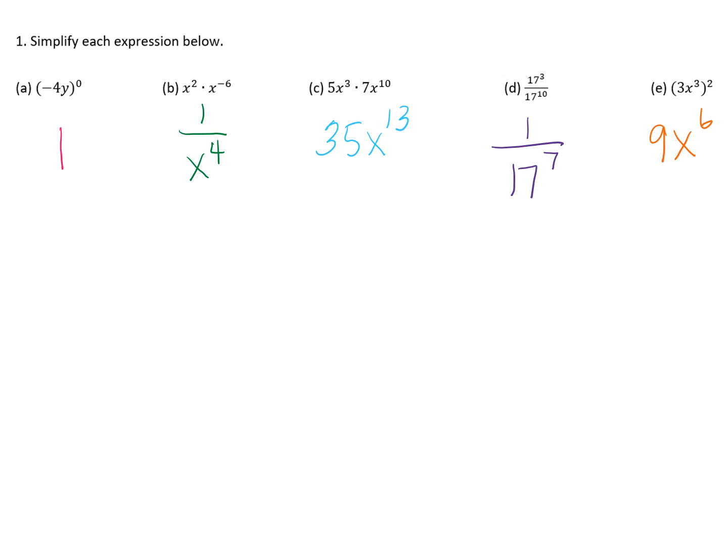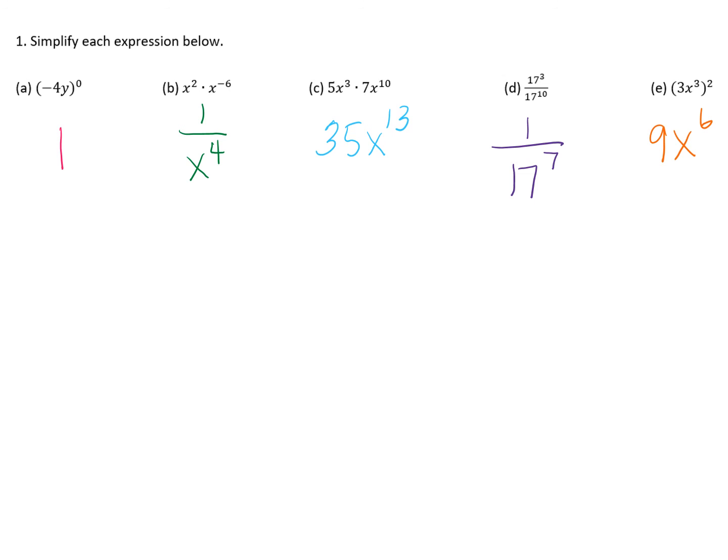For letter A, anything to the 0 power is 1. For letter B, you had a negative exponent, which you had to move to the bottom and then simplify. It gives you 1 over x to the 4th. Letter C, the 5 times 7 gave us 35, and then we had a total of 13 x's, so x to the 13th.